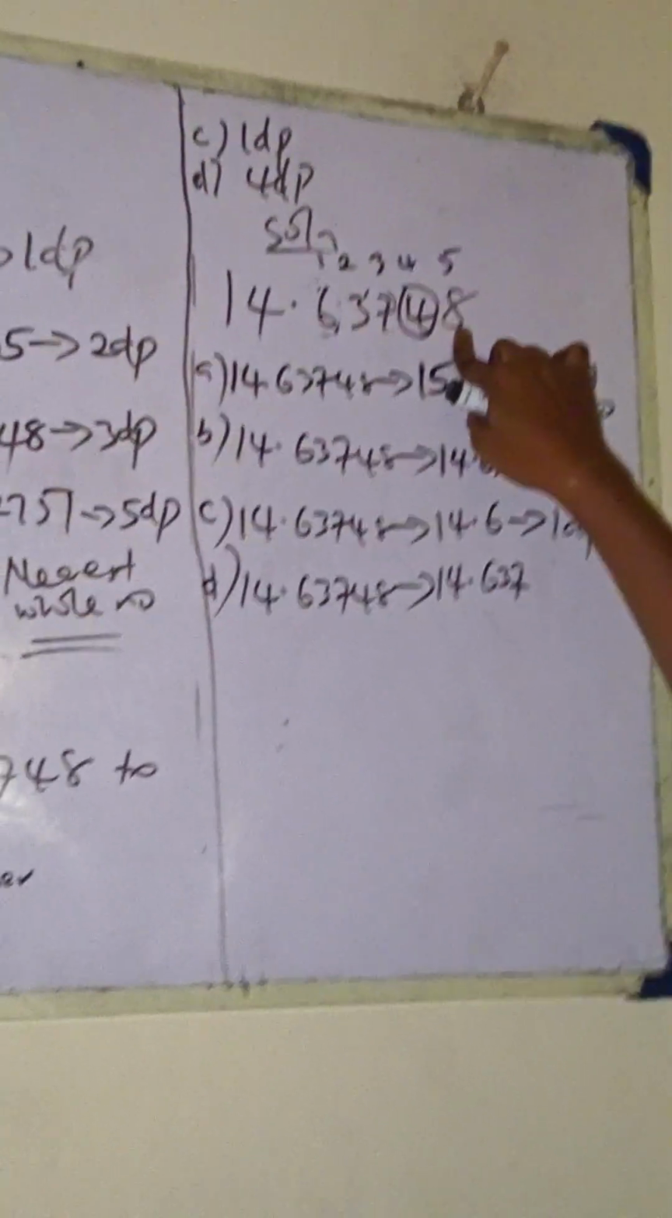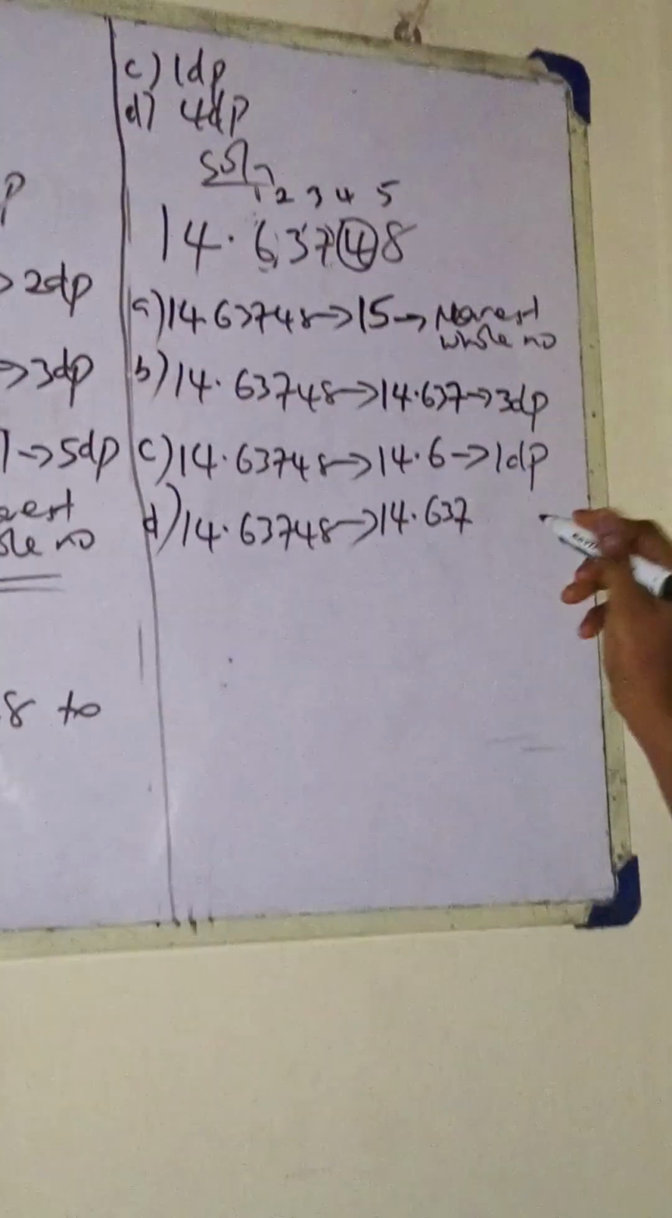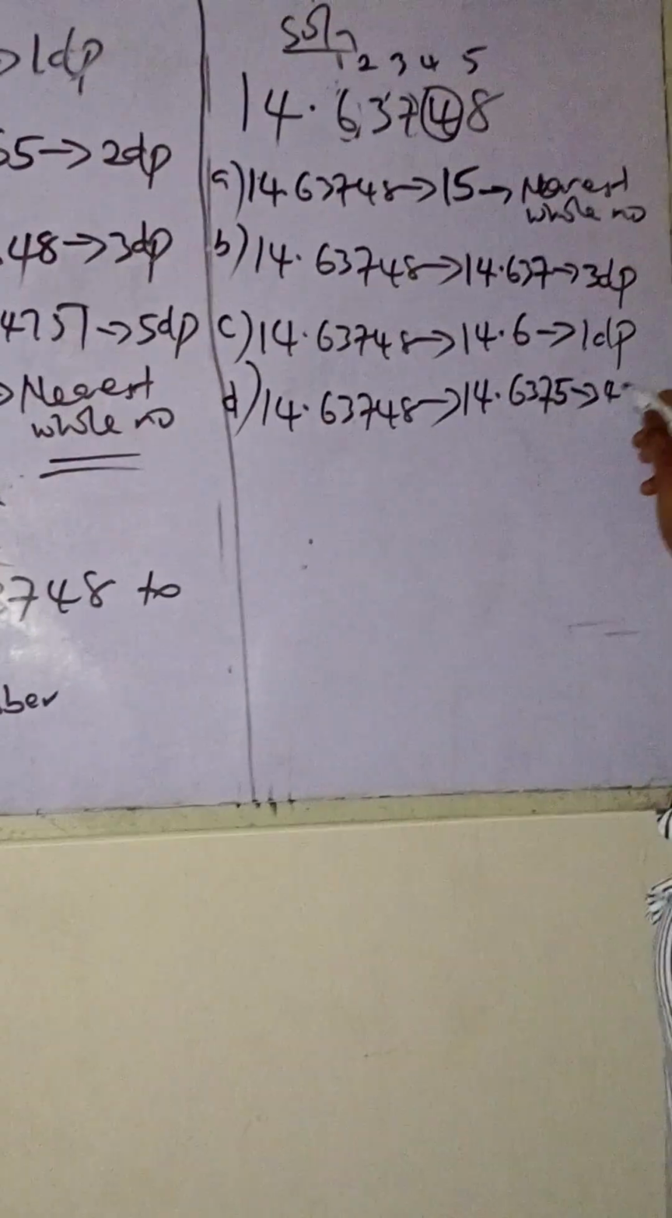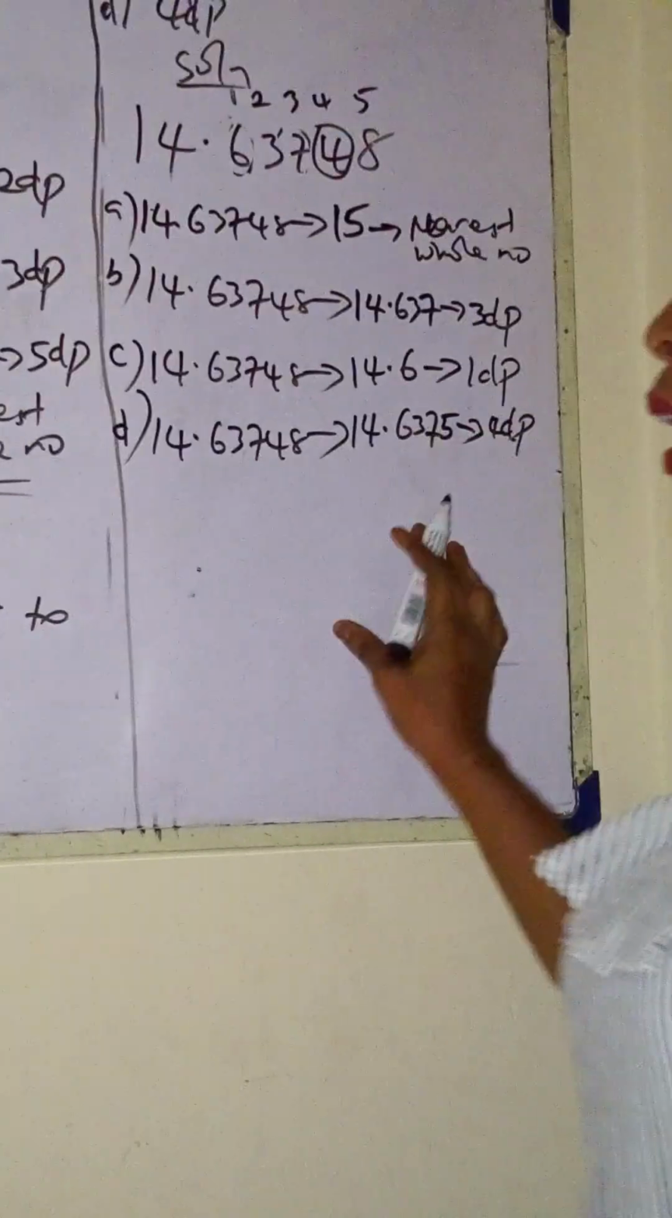So what we have here is 8. It's more than 5. So I'm going to take 1 from this 8 and add to this 4 to give us 5. So I write my 5 there. So that is 14.6375 to 4 decimal places. So these are our answers.